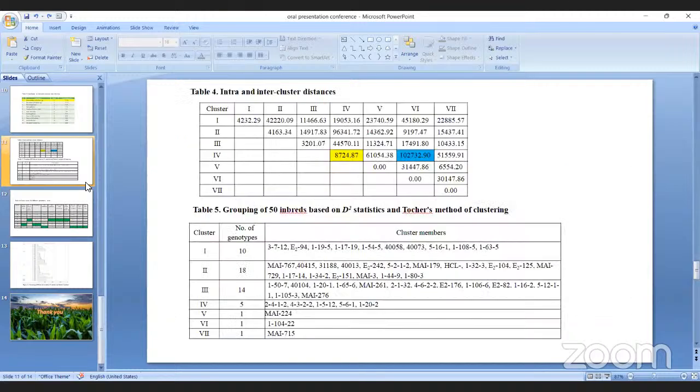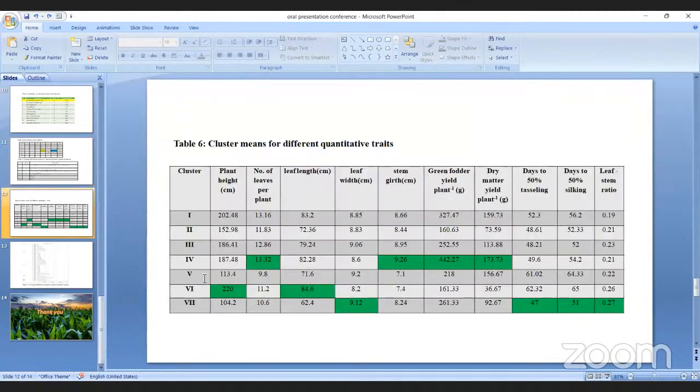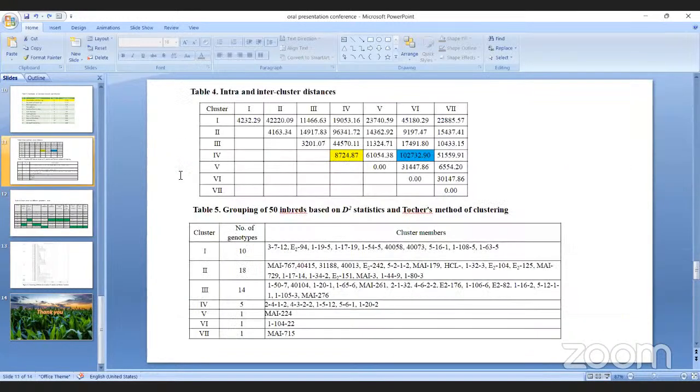Actually, ma'am, as I showed here, this is cluster number 4 and cluster number 6. If you cross between cluster number 4 and 6, we got a good number of hybrid lines, around 200 hybrids. Among those, we got 5 superior hybrids, ma'am. Farmers can use those hybrids for fodder purposes to feed the cattle.